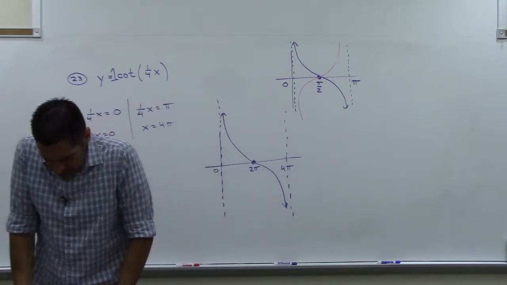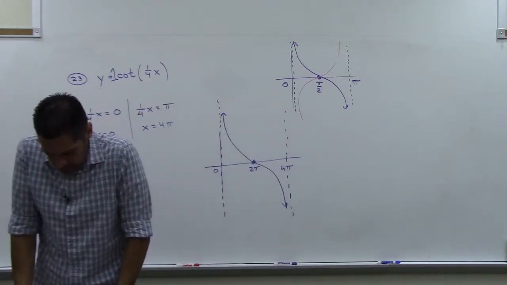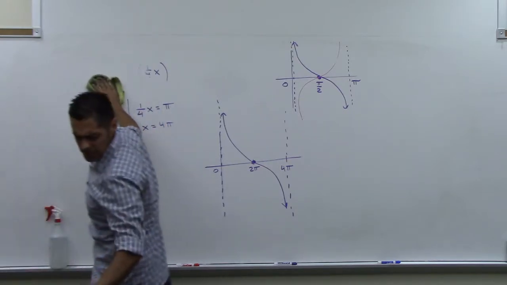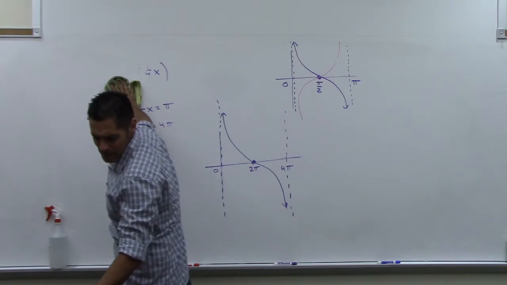All right, 27, negative 3 secant of x. Which number is this? 27.